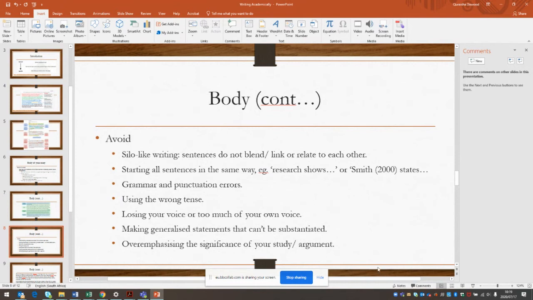And then also overemphasizing the significance of your study. In a research assignment, you're not going to change the world. Don't set yourself up for that, saying that this research is going to change policy or mindset. Perhaps it's going to build on research or look at research from a new angle. But unless it's a PhD that is bringing in original theory, and you can substantiate that you are changing policy or mindsets, you need to be very careful about what you claim your research is going to do.